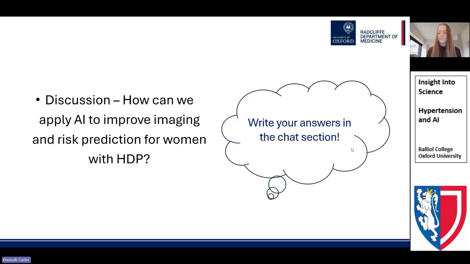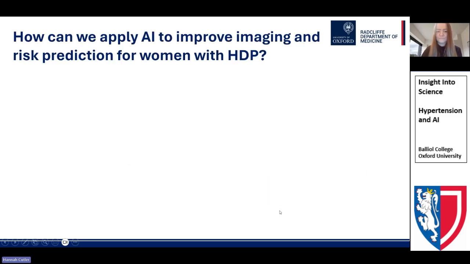Yeah, exactly. So you might be able to use it to predict long-term outcomes as well. A lot of you are on the right track in thinking about what kind of future AI might have in imaging and risk prediction for women with hypertensive disorders of pregnancy. So I'll now go over what we can do to improve imaging and risk prediction.